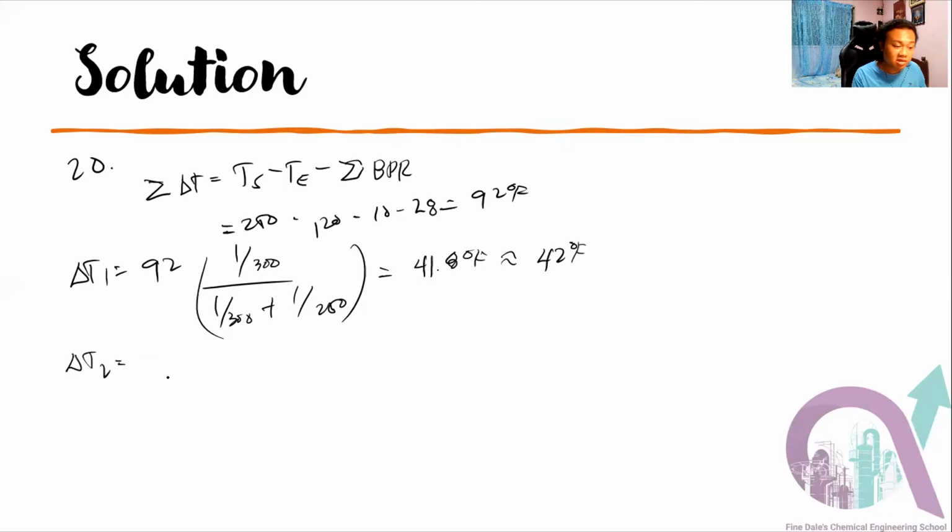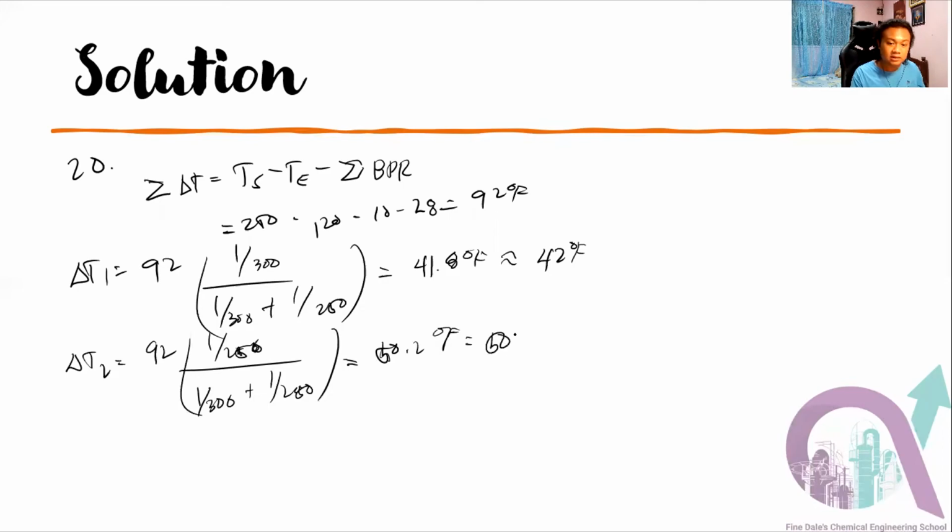For T2, do the same thing, but this time 1 over 250, because we are going for U2. 300 and 250. So you have 50.2 degrees Fahrenheit, or 50 degrees Fahrenheit.